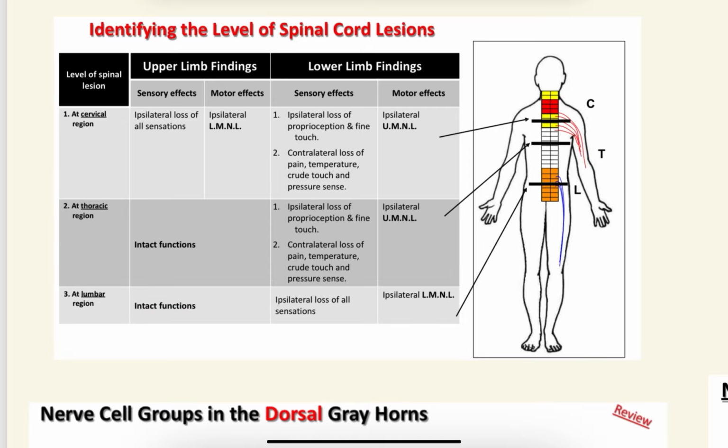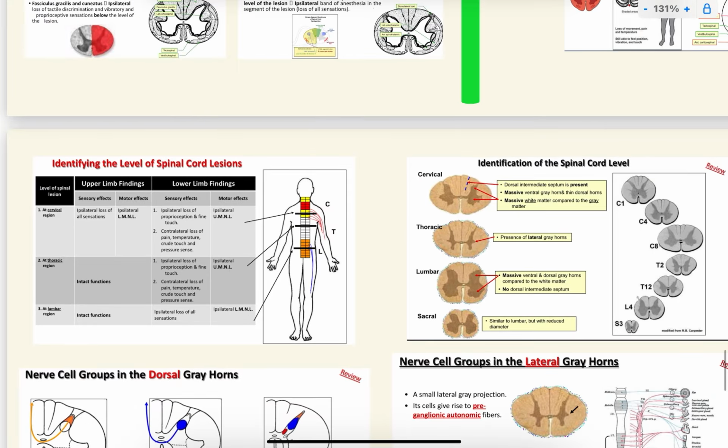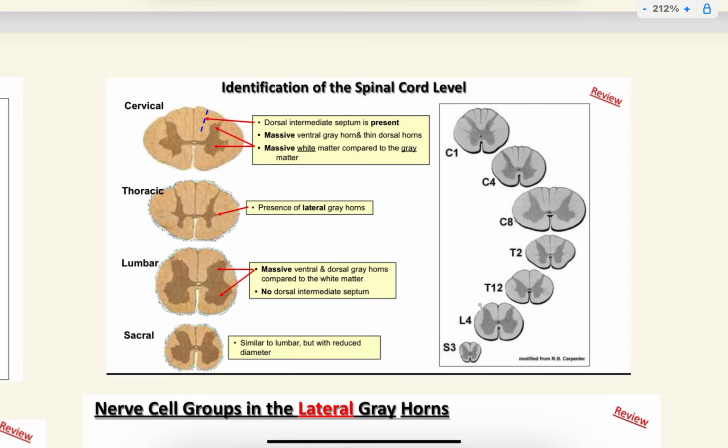And the lower limb, what differs here is that in the sensory, it will be ipsilateral. And the motor also will be ipsilateral, but it will be for lower motor neuron lesion, not upper motor neuron lesion. So it will be shown as lower motor neuron lesion signs, okay? Not as upper motor neuron lesion signs. Remember the signs that we talked about before, which is the flaccid paralysis, the floppy one, the reflexes, the muscle wasting, and all of that. Okay? Here, it tells us how to differentiate between cervical, thoracic, lumbar, and sacral.